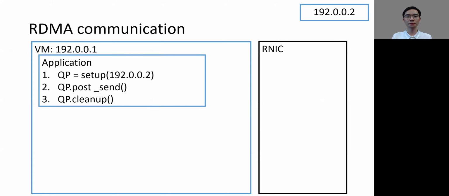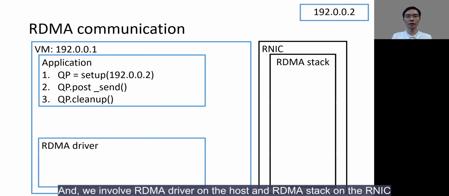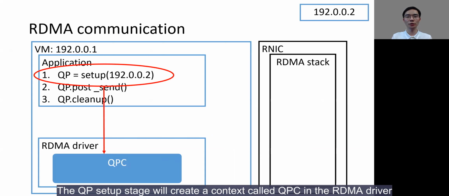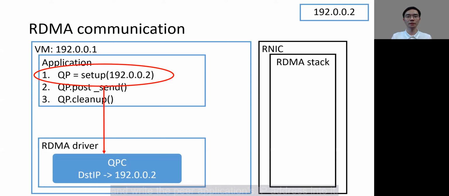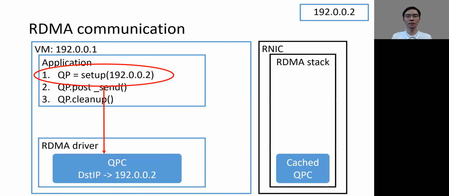For more details, let us zoom in on the left side and push the other side onto the right corner. And we involve the RDMA driver on the host and the RDMA stack on the RNIC to show what happens in each stage in detail. The QP setup stage will create a context called QPC in the RDMA driver and write the peer application's IP address into it. Then the QPC will be cached on the RNIC and used by the RDMA stack for packet processing.